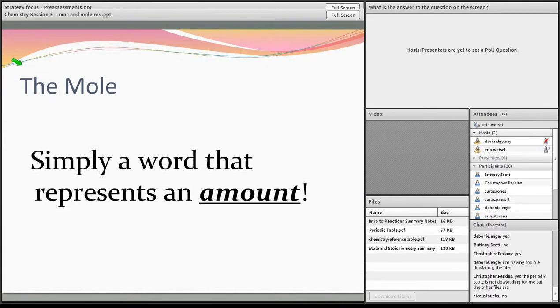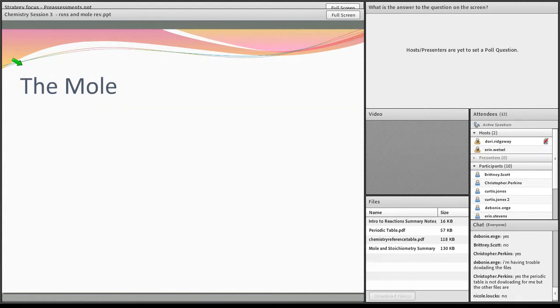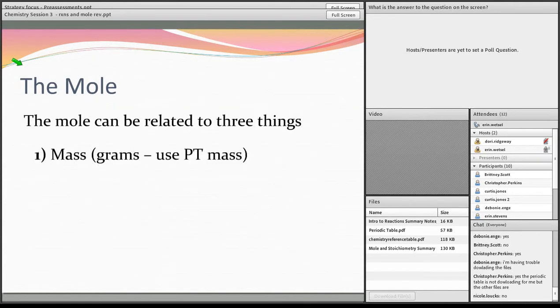We said it can be related to mass, and when we're talking about mass, we're going to use the actual unit of grams. We'll just simply use the periodic table, and we'll use the mass from the periodic table. And that's the mass in 1 mole of a substance. That's called the molar mass.